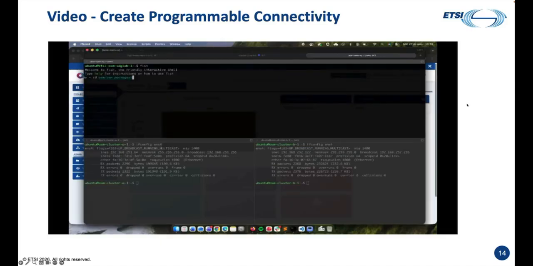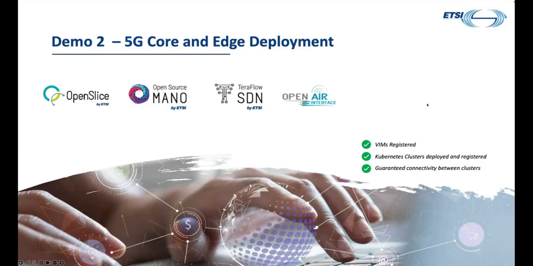And yep, this is the first part of the demo that we were presenting at EuCNC. That is basically just the infrastructure and the network management. And now that we already have the VIM registered, the Kubernetes cluster deployed and registered, and the connectivity between the two sites, we are able to deploy the applications. As I mentioned to you, we have two applications. One is the RAN, and the other one is the 5G core, right?